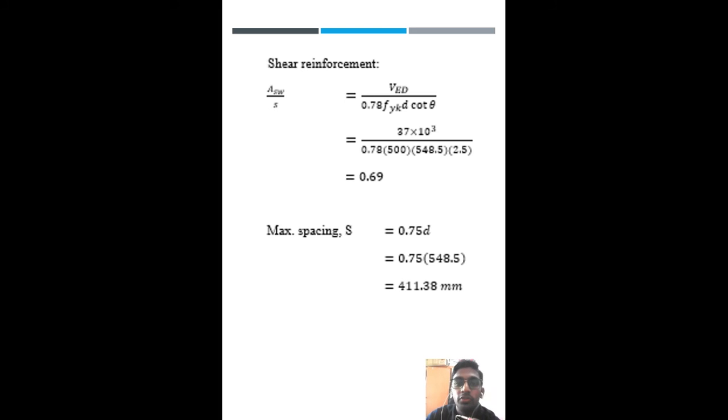Next, the shear reinforcement. For shear reinforcement, we got 0.96, and the max spacing S we got 411.38 millimeter. So for the minimal links, we got 0.131.